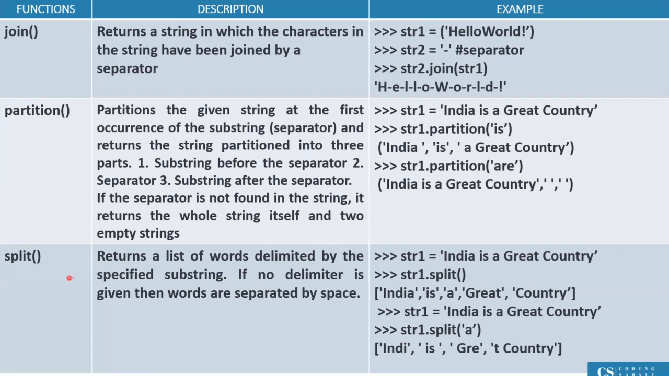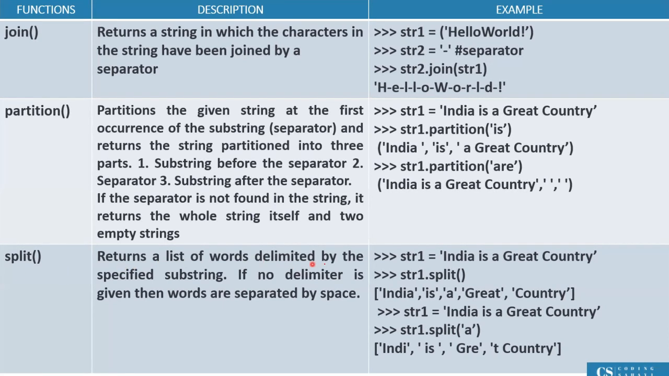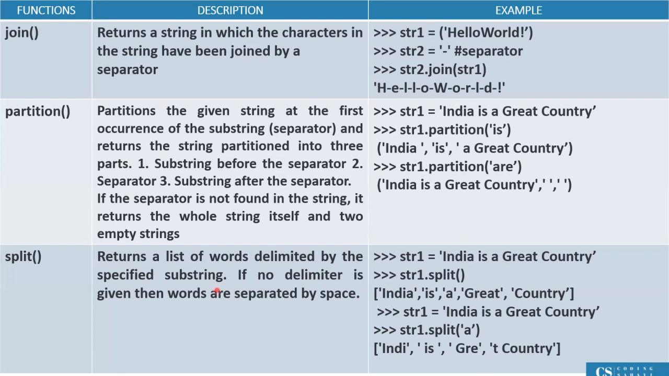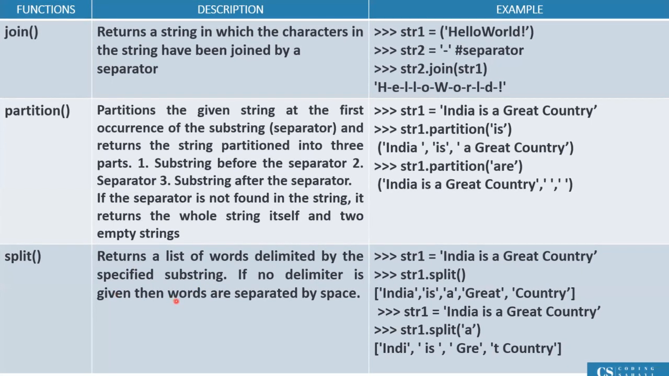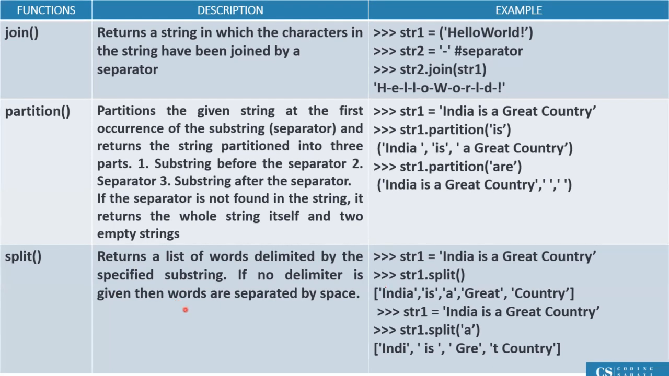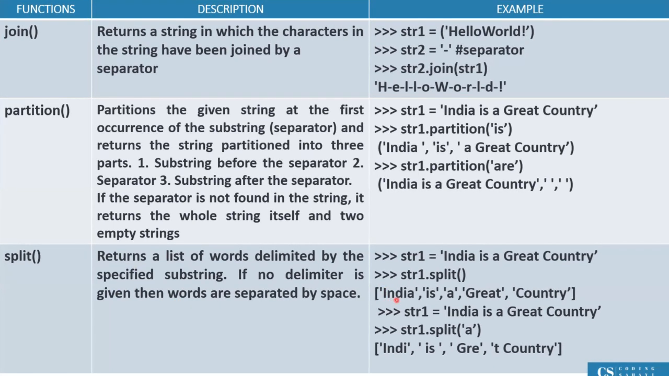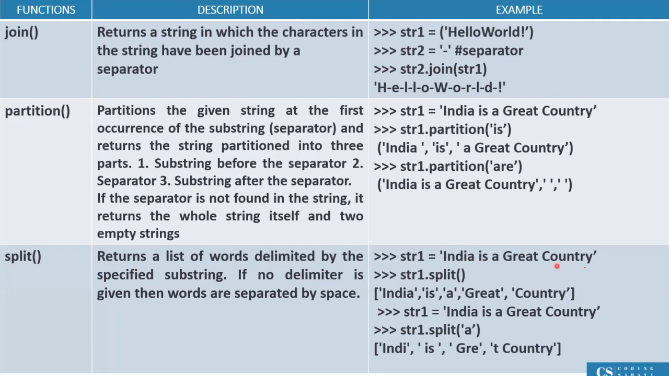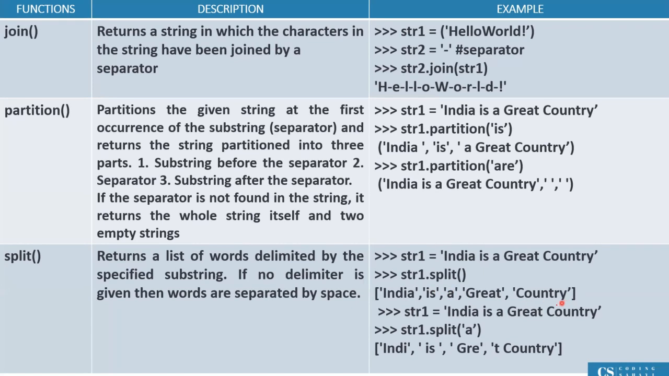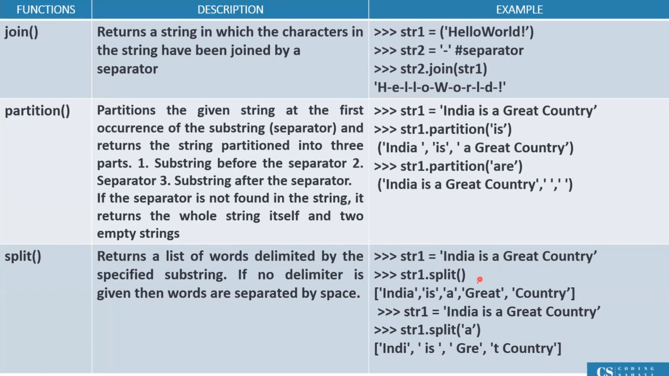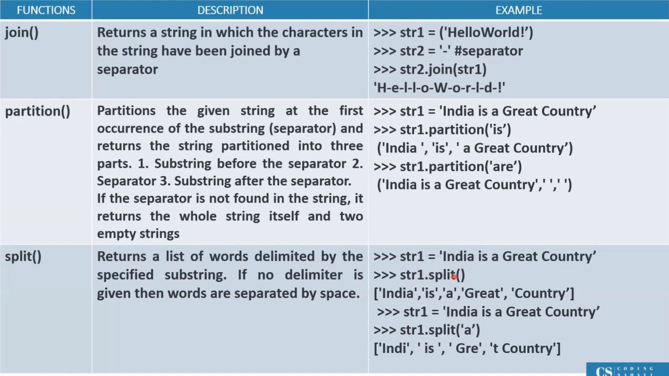Then we have the split function. It returns a list of words delimited by the specified substring. Here we are splitting the string with a delimiter. If you are not giving any delimiter, then space will be considered as the delimiter. Here you can see str1 is India is a great country. Simply I am giving str.split. You will get a list of values like this. All these words are extracted, separated by commas. That means wherever a space is there, it is splitting from there. It is like cutting. So that is our split function.